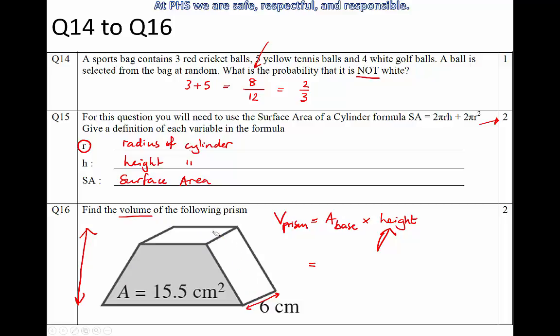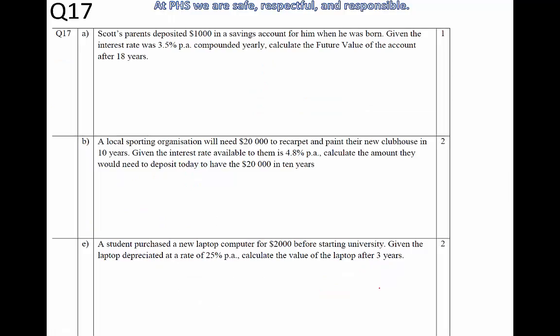Okay, so the area of the base is given, it's 15.5. All right, and we've got to multiply that by the height, which is 6. Okay, so what's that? That's going to be 93 centimeters, and we're dealing in volume, so it's going to be cubed. Okay, so let's keep going.